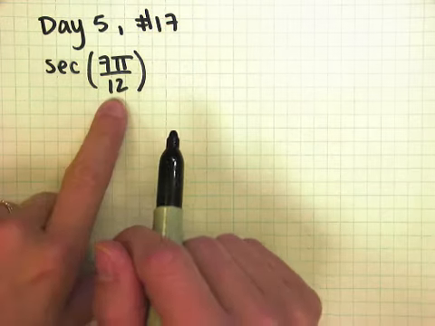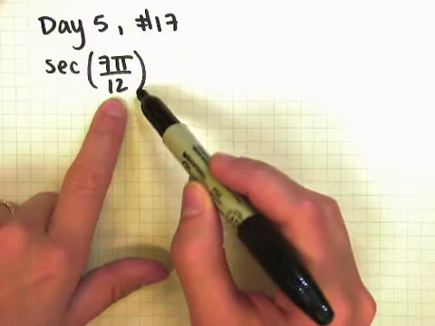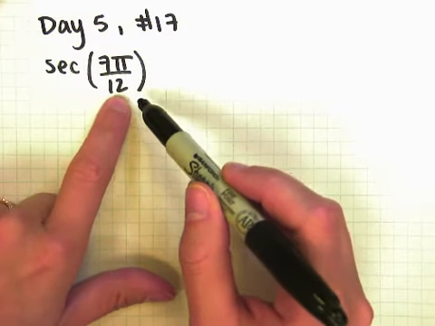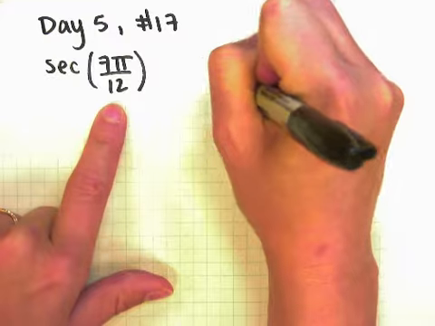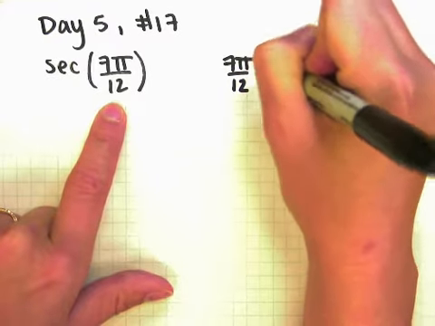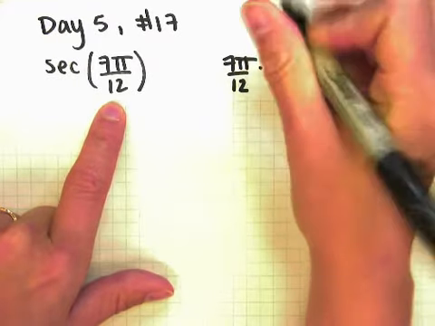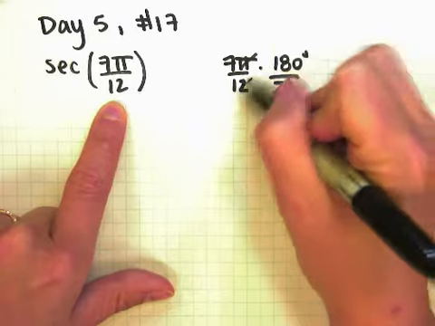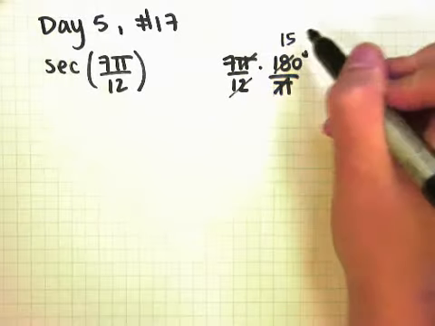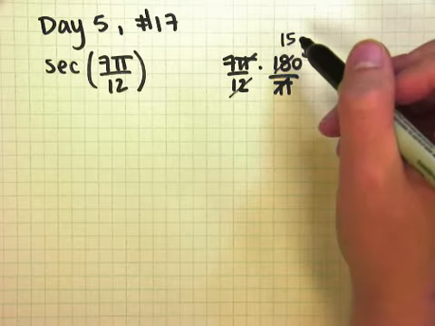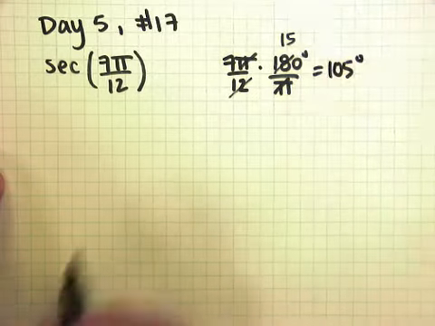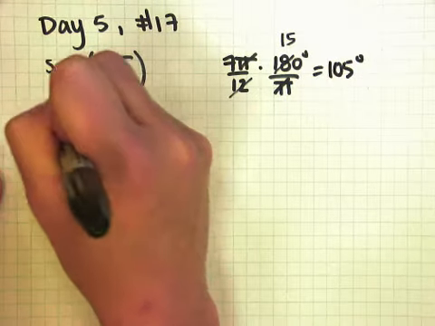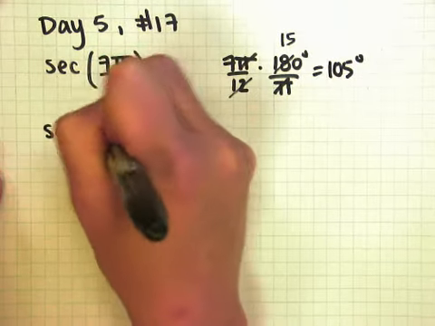Now, I'm less comfortable with radians. I'm more comfortable with degrees usually, especially with addition-subtraction formulas. And so I'm going to convert 7 pi over 12 to degrees by multiplying by 180 over pi. The pi's cancel, 12 goes into 180 15 times, and 7 times 15 is 105 degrees. So now I'm working with the secant of 105 degrees.